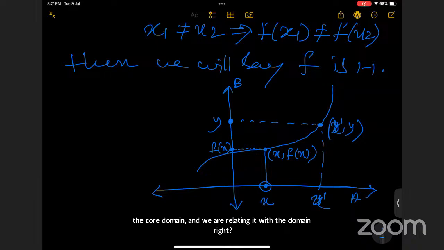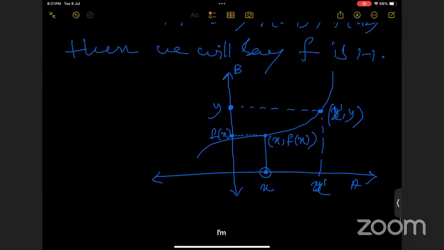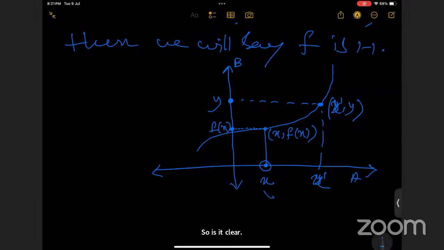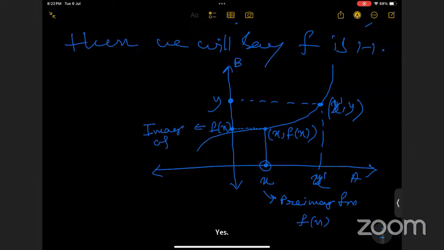Okay, so is it clear? The concept of the image and pre-image. This is for F of X and this is the image for F. Yes, ma'am.